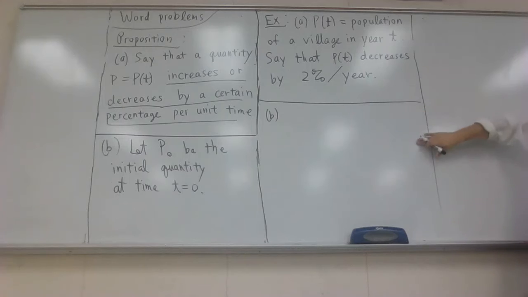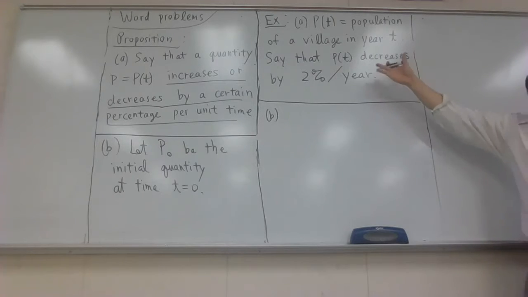Let's say that we knew that in year t equals 0, whatever that year was, the population of the village was, say, 100 people. In year t equals 0, the village had 100 people in it.